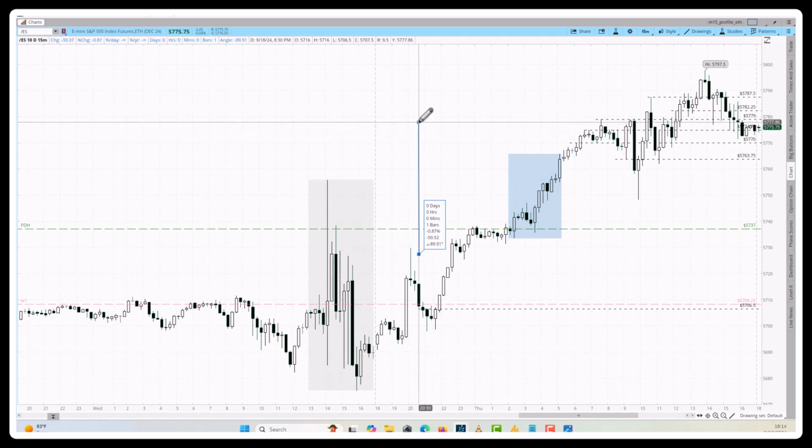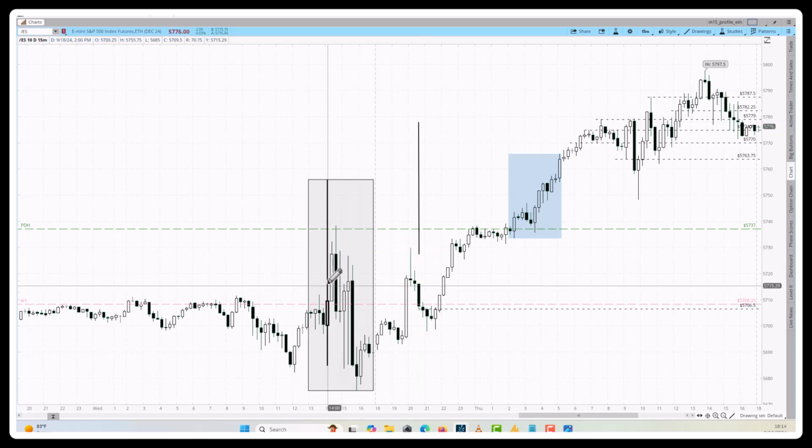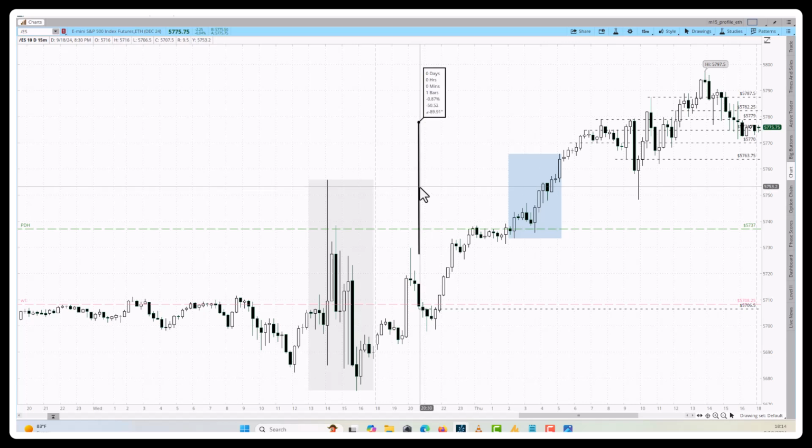Next time we expect just a 50-point run, because we know that the run right here yesterday is huge because of the Fed cut of 50 points. So there is a lot of upside right there, and we took the trade.